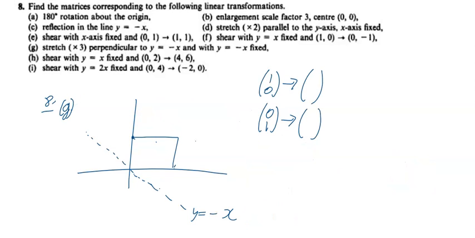Okay, this is 8g. This is quite a bit more difficult. It says stretch scale factor 3 perpendicular to y equals -x, with y equals -x fixed. So I've drawn on my unit square, and this is a point I want to find out where it moves to, (1, 0), and also this point, (0, 1), and also we want this line, y equals -x, is fixed, and we're moving away from it with scale factor 3.